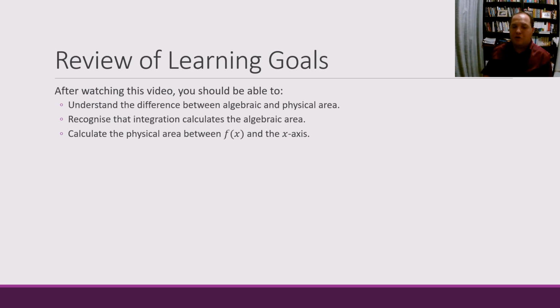So after watching this video, you should be able to understand the difference between algebraic and physical areas. You should be able to recognize that integration helps us work out the signed or algebraic area, and then determine the physical area between f of x and the x-axis by using intercepts to help us find positive and negative regions.